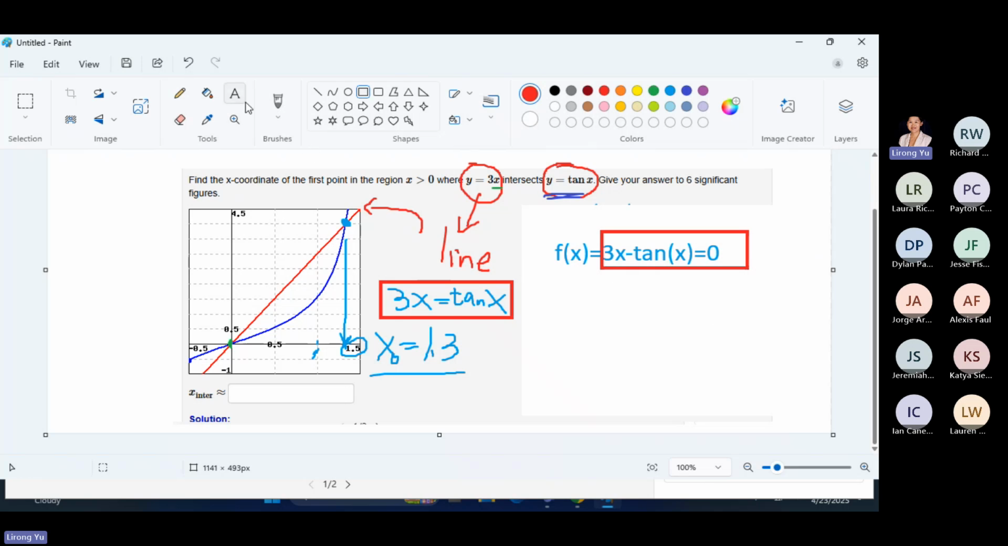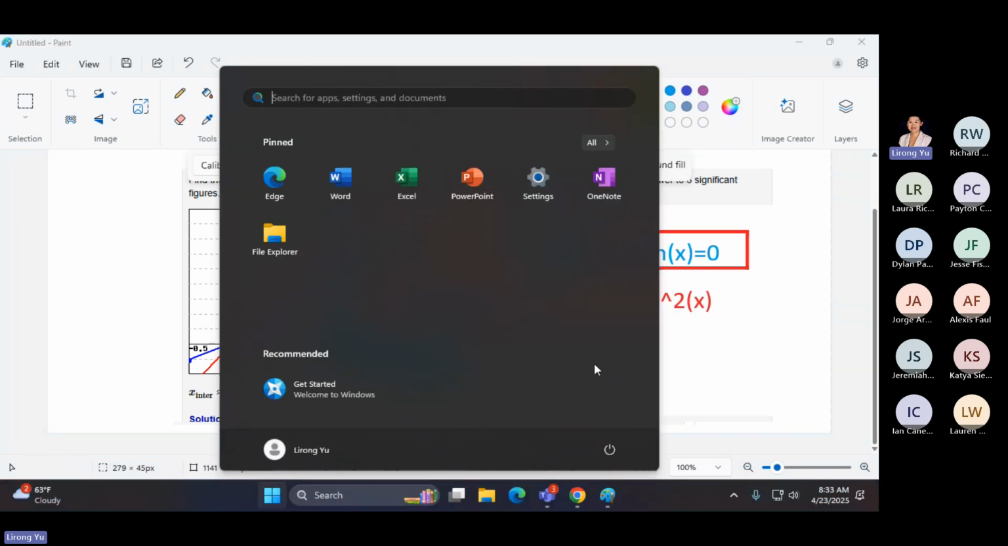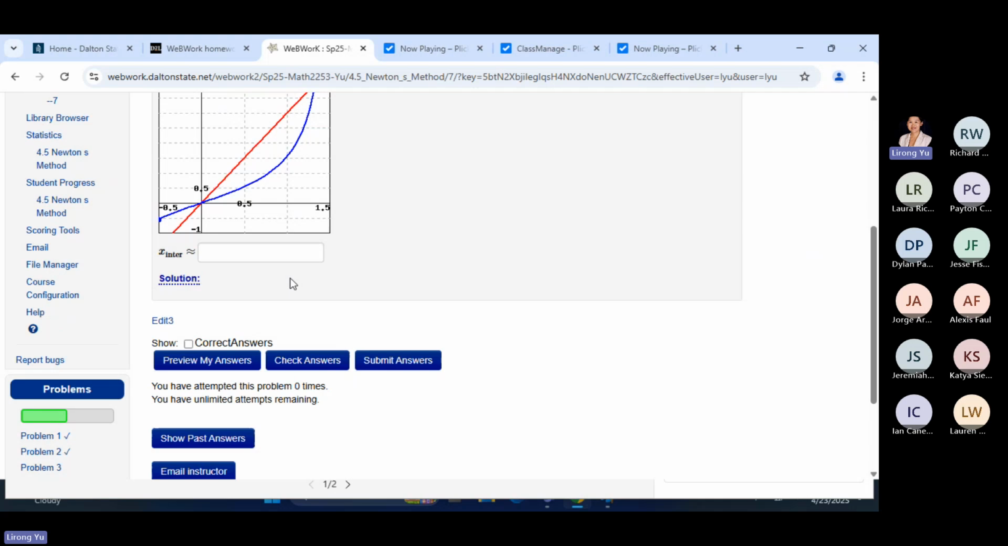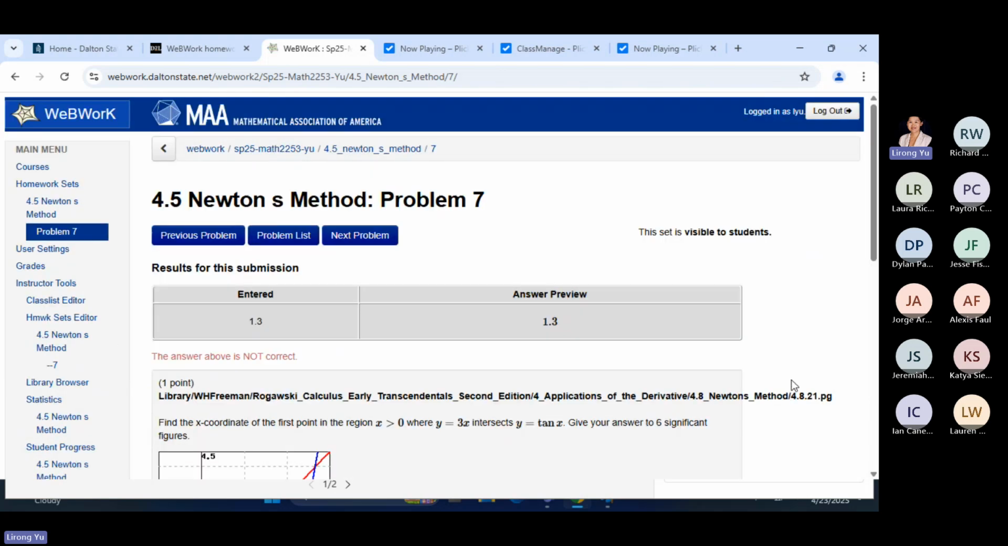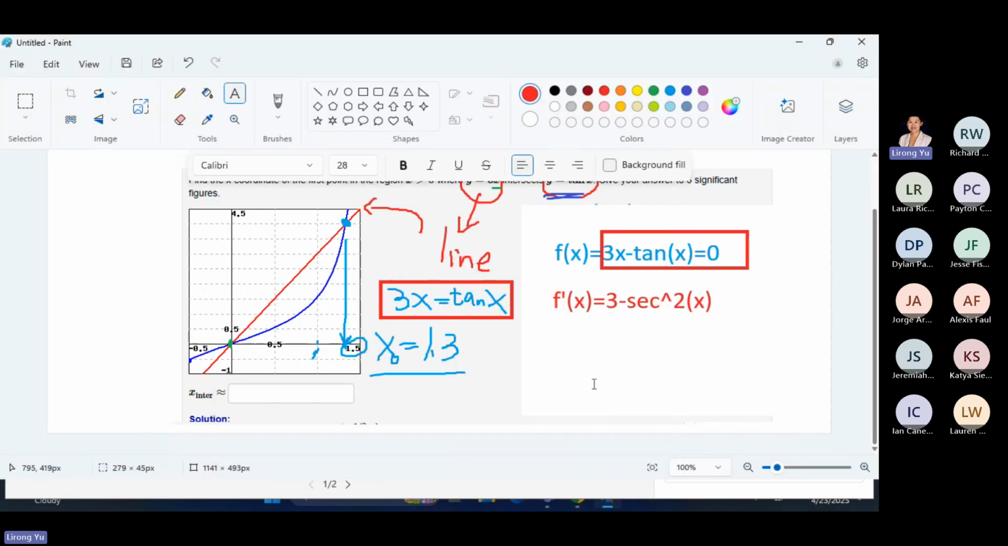We also have to find the derivative. So f prime of x is equal to the derivative of 3x, which is 3, minus the derivative of tangent of x, which is secant squared of x. So that's our derivative. Let me guess how far off we are. I'm guessing 1.3, and I'm going to do Newton multiple times. So that was not close enough, so we're going to use Newton to get it better.